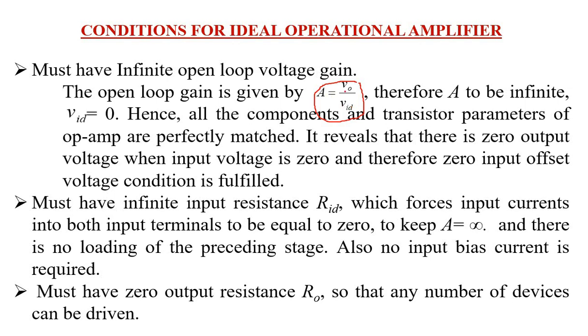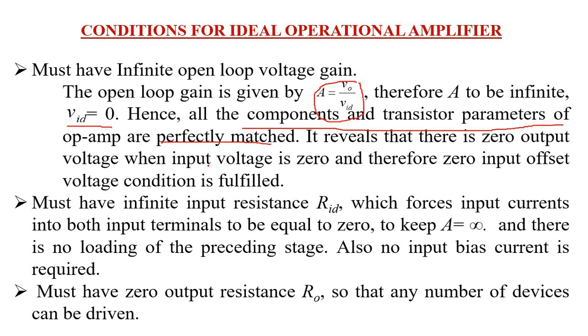So according to this equation, for A to be infinite, VID must be equal to 0. What it means is that the differential input voltage is 0. So all the components and the transistor parameters of the operational amplifier are perfectly matched. It reveals that there is zero output voltage when input voltage is 0. So there is no need of input offset voltage in this condition, and this condition is already fulfilled.